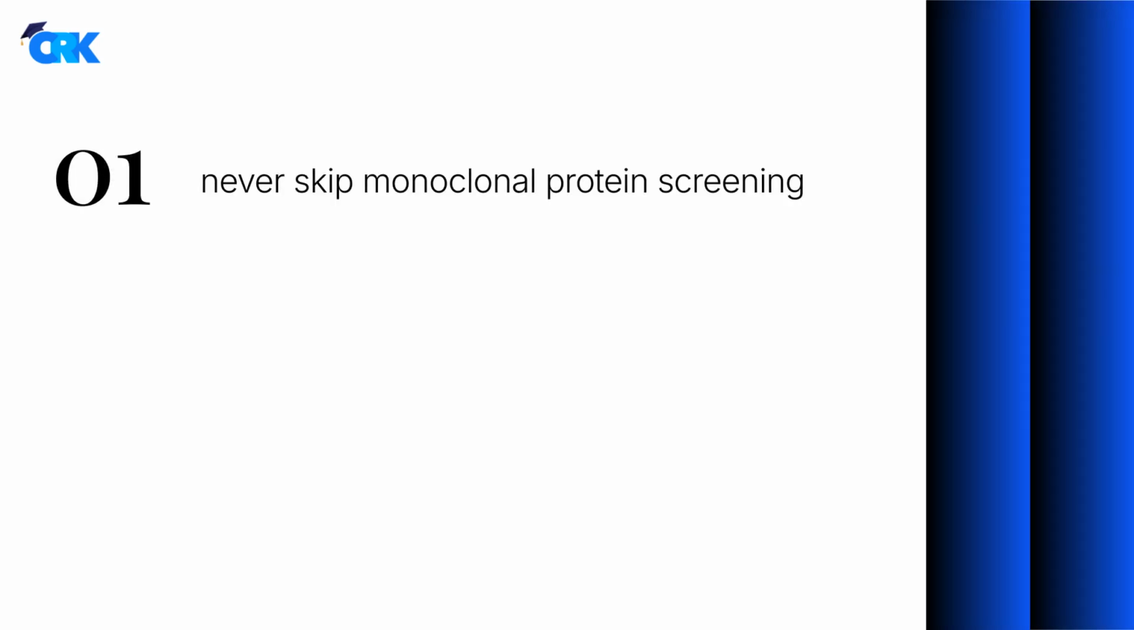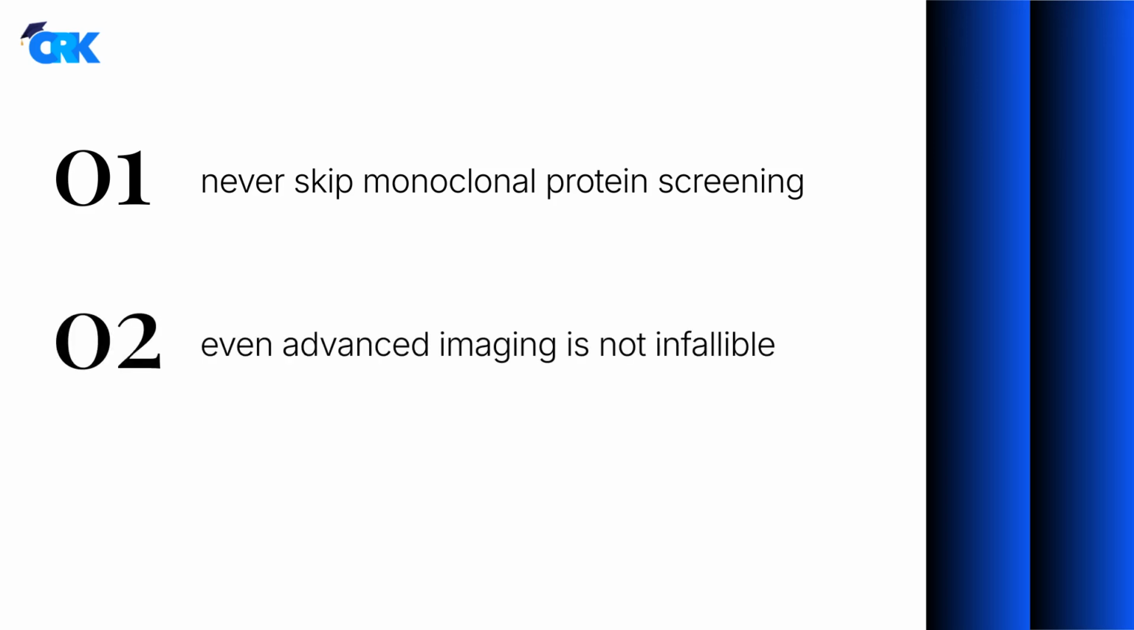First, never skip monoclonal protein screening in patients with suspected cardiac amyloidosis. The tests, serum FLC assay, SIFE, and UIFE, are non-invasive, relatively inexpensive, and provide essential information to guide further steps. Second, even advanced imaging is not infallible. When there is any suspicion of dual pathology, particularly in older patients with red flag findings like low voltage on ECG or preserved EF despite thickened myocardium, biopsy and tissue typing are warranted.